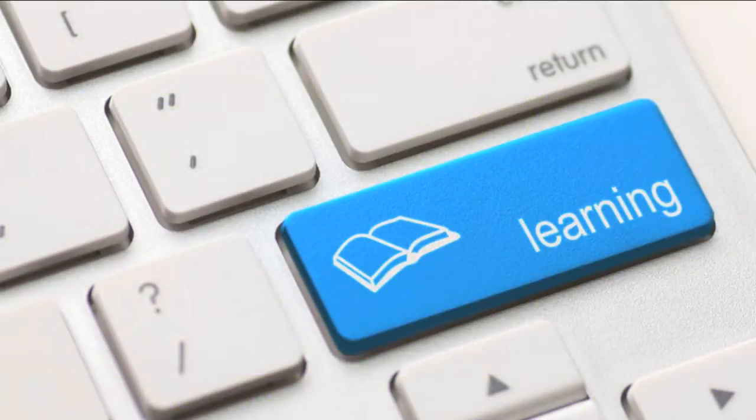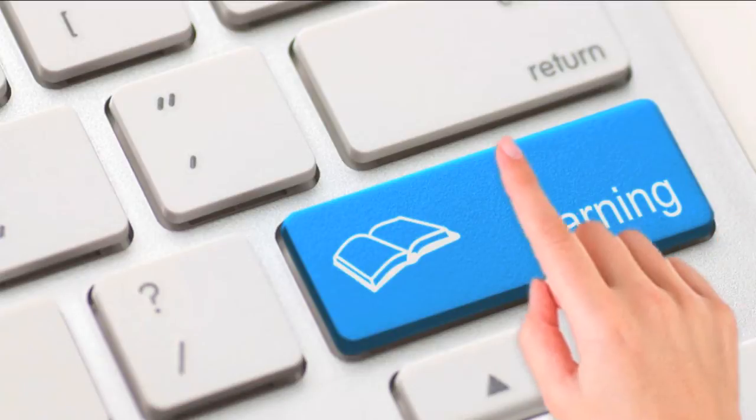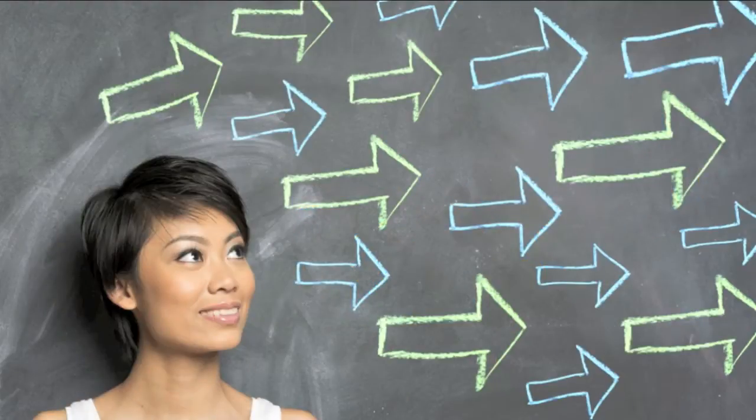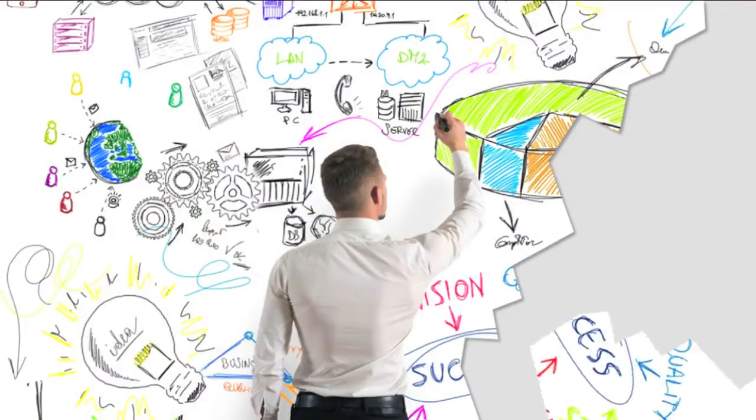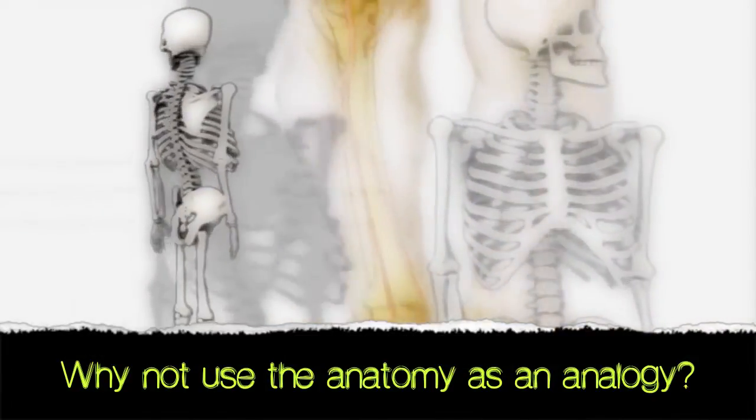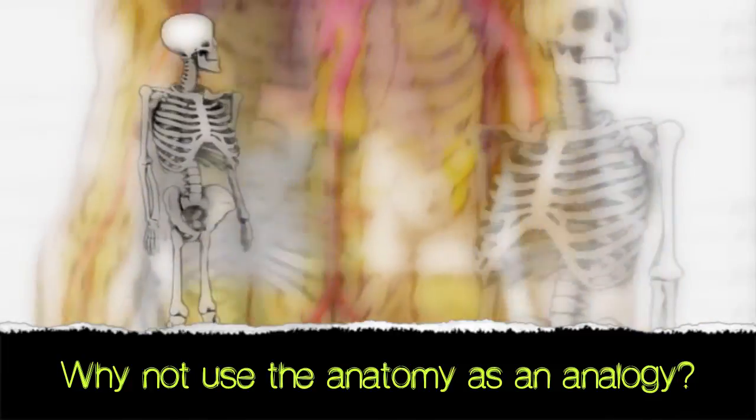I get to see a lot of learning situations, and the ones that I find best are the learning situations that help to equip adults to deal with a wide range of possible life situations. So what makes or breaks a learning situation? Well, to illustrate my thoughts, I thought of using the anatomy as an analogy.